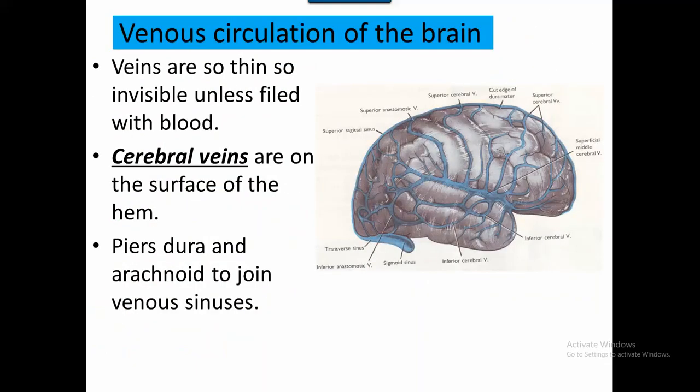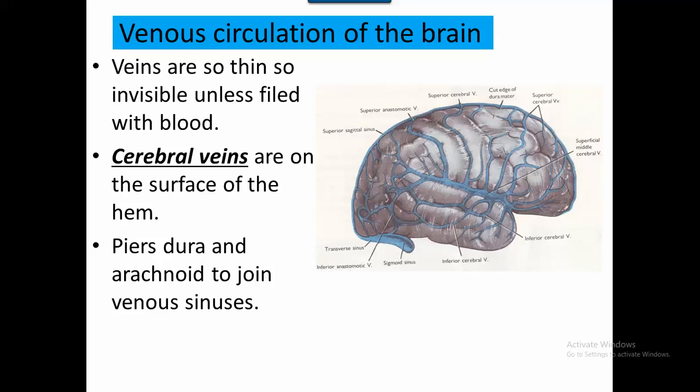Now, the venous circulation of the brain. Veins are so thin, so invisible unless filled with blood, because they are confused with the thin membrane, which is the pia mater. Cerebral veins are on the surface of the two hemispheres. They pierce the dura and arachnoid to join the venous sinuses.